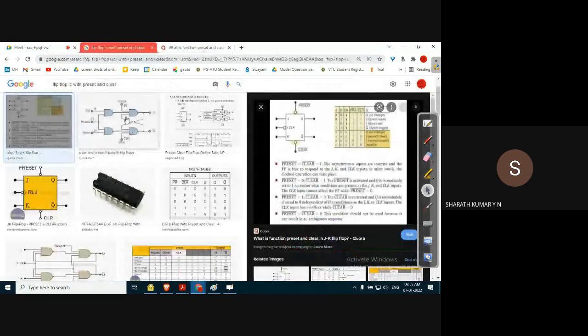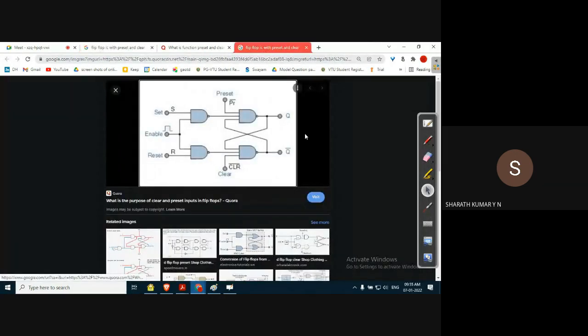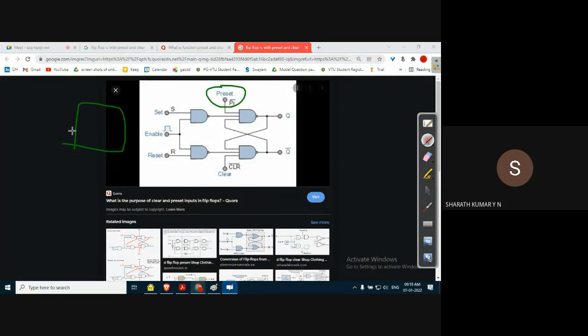Okay, here it is, this diagram, the JK flip flop. Okay, guys, look at this. This preset and clear are nothing but what is applied to the IC. In the IC we have the preset input PR, and it is called the clear input, CLR.